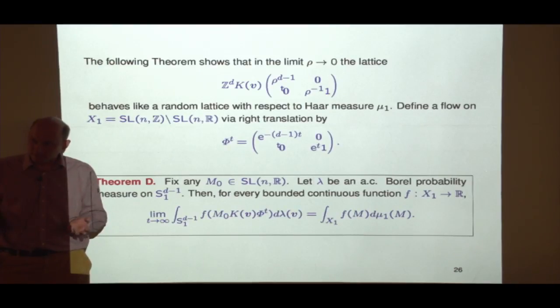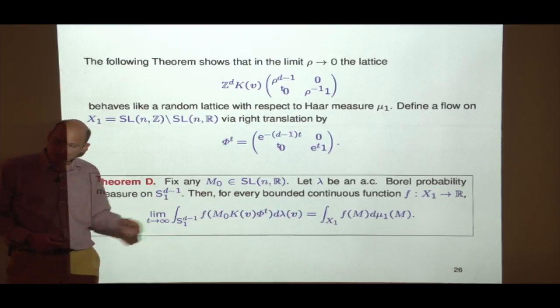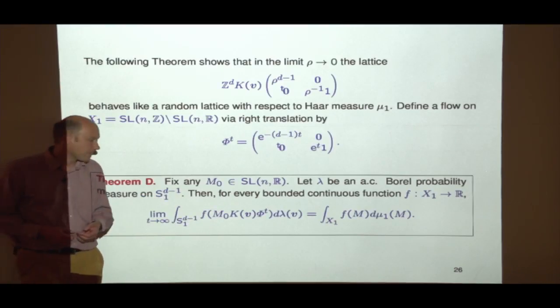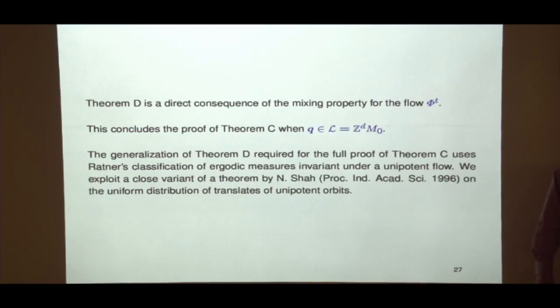Okay? And why this is so follows from equidistribution of large spheres in this space, which you can derive as a result of the mixing property of this flow, phi t. So we haven't used Ratner here. And therefore, we get our theorem.